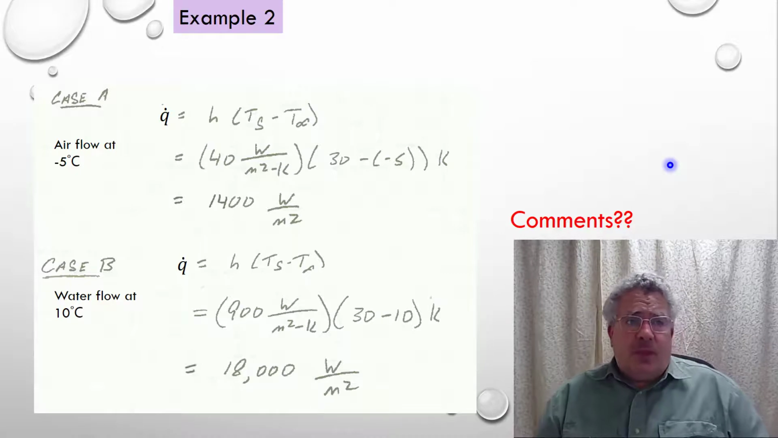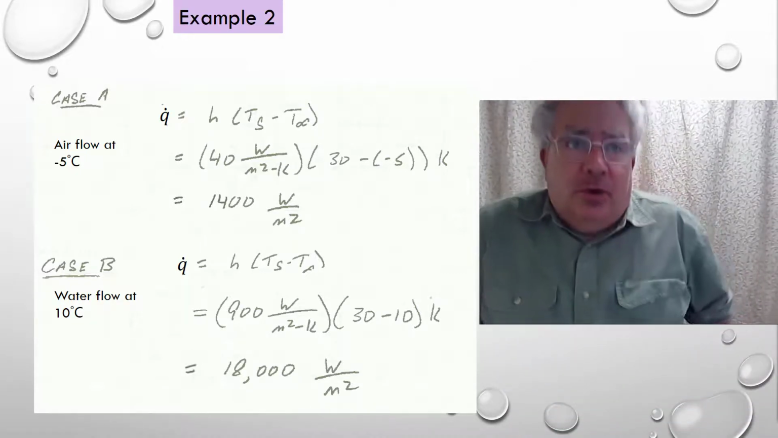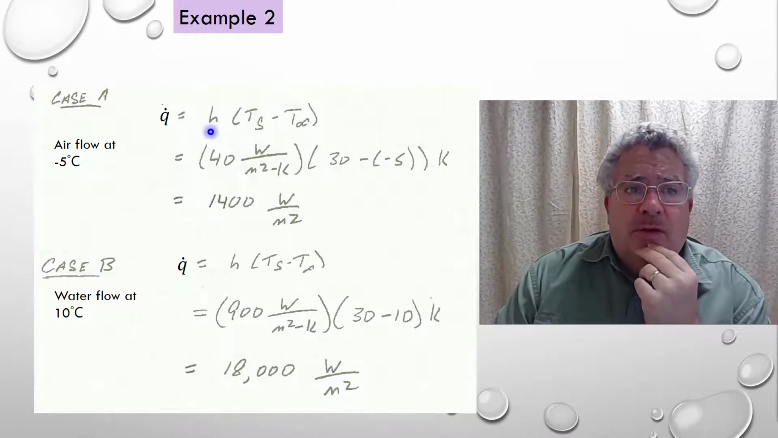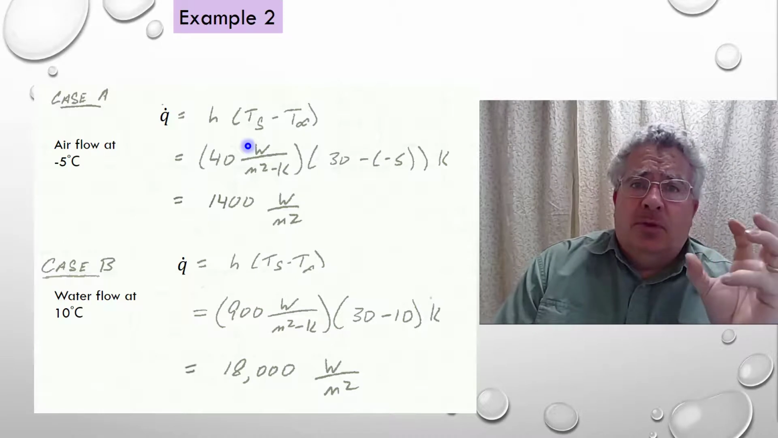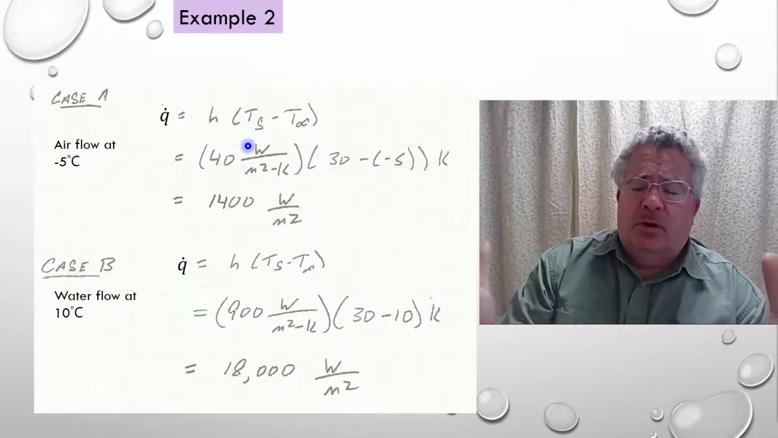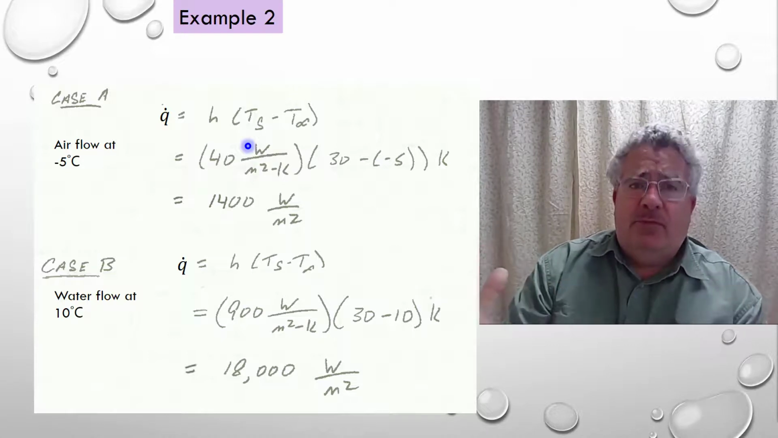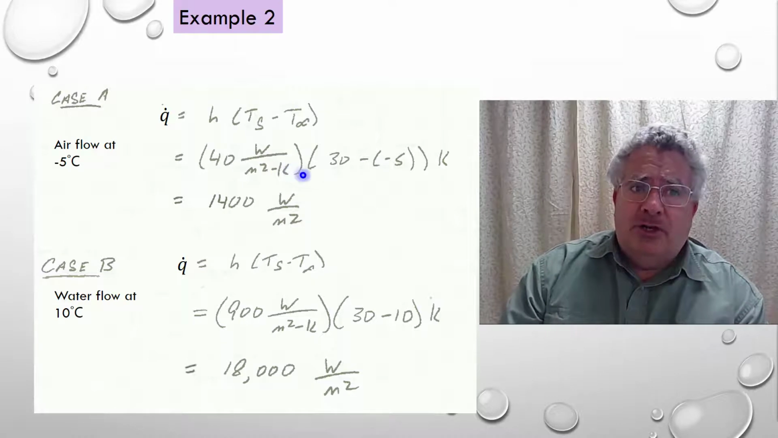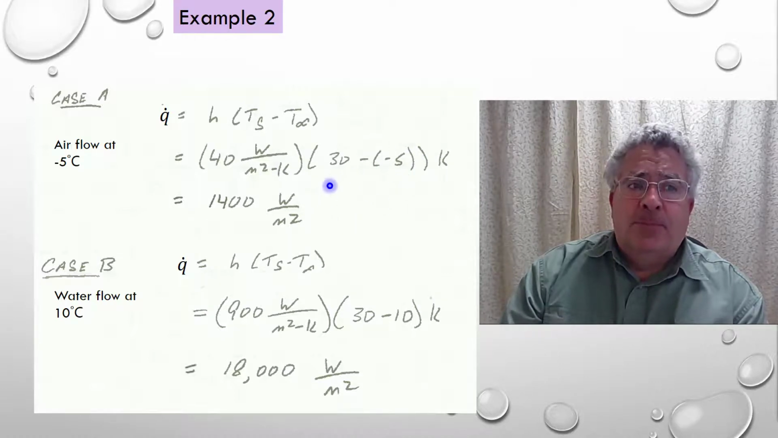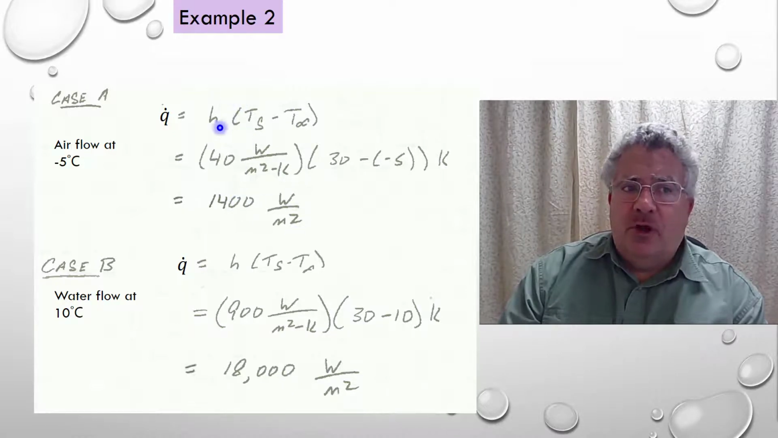So for case A, we're given h and we're given our temperature difference. In this case, the airflow is at -5 degrees C. So we know the hand is at 30 degrees, and the air stream is at -5 degrees. So that's a 35-degree difference. But just be careful when you do your algebra. In this case, it's 30 minus the -5 degrees, which gives you a total temperature difference of 35 degrees. And 35 times 40 gives me 1400 watts per square meter. There's no A here, which is why we're dealing with the heat flux on this side.